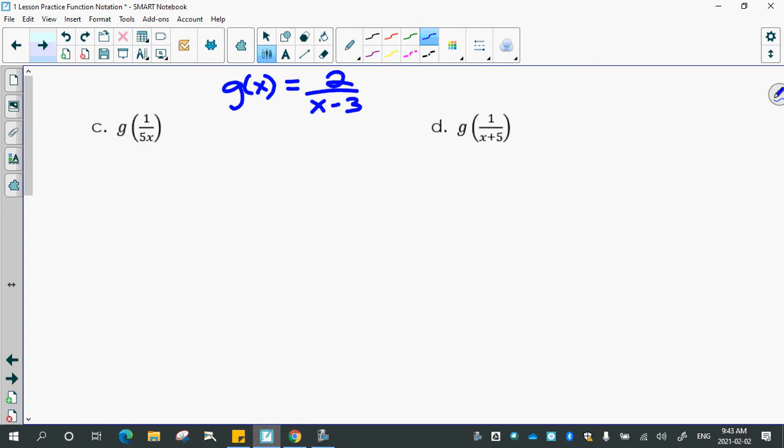All right, so g at 1 over 5x. Got a lot of room, so I'm just going to rewrite this here. The 2 stays on top. I'm going to replace x with 1 over 5x. And then the minus 3 is going to stay the same. So that's my step where I just show that I understand what using function notation means. The rest of it is going to be trying to simplify this so I don't end up with a 3-layer fraction. Okay?